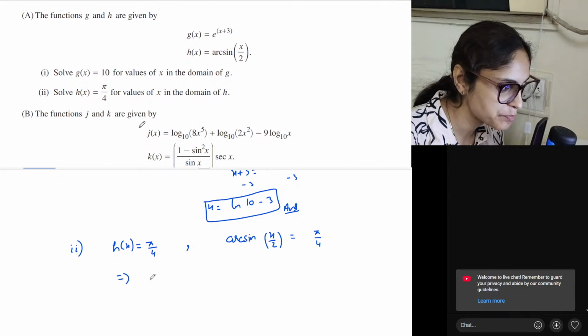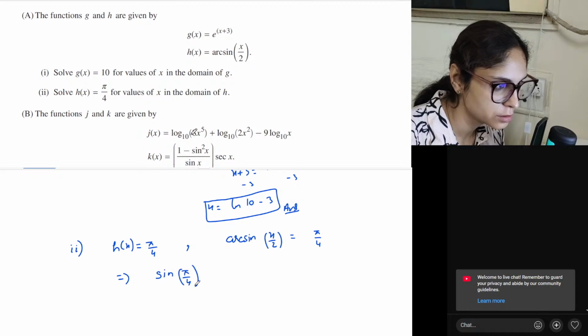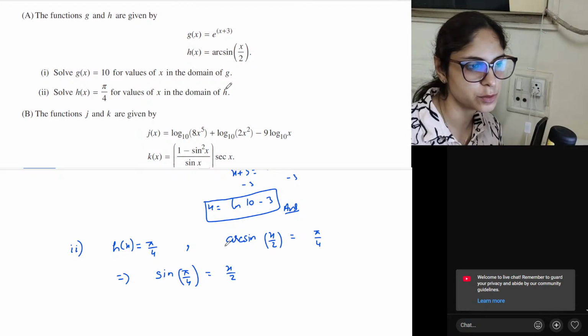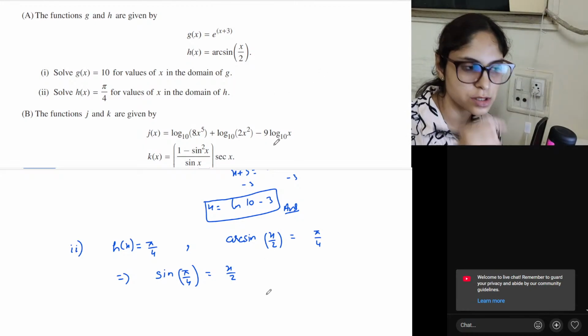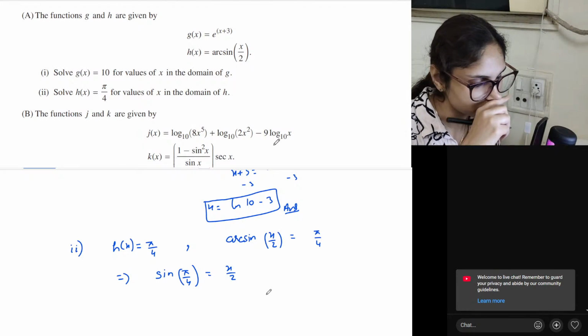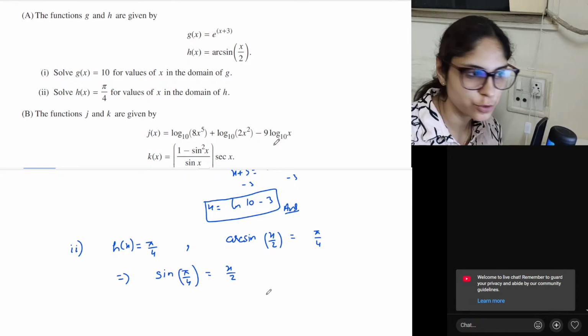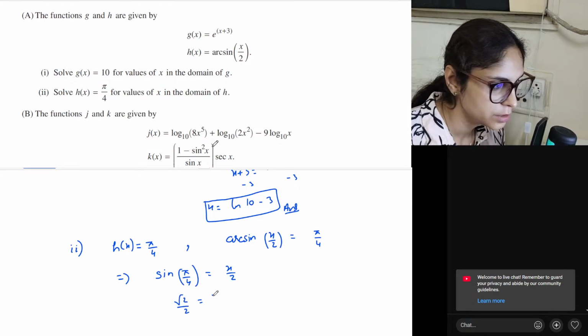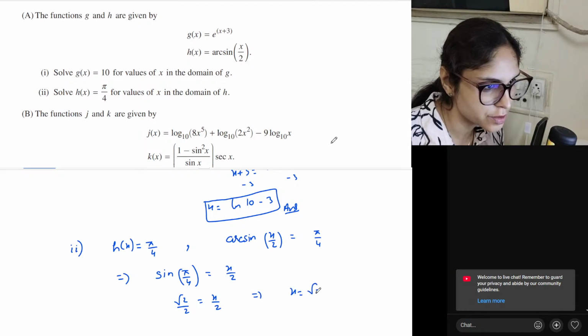That means sine pi over 4 is equal to x over 2. Because this is sine inverse, you take sine on both sides, it will become sine pi over 4, and the left side will just be x over 2. So sine pi over 4 is how much? It is square root 2 over 2, and that is equal to x over 2. From here x is equal to square root 2. That is your answer.